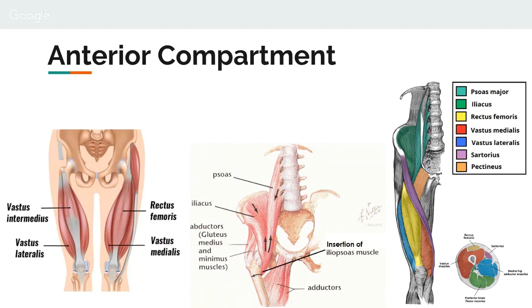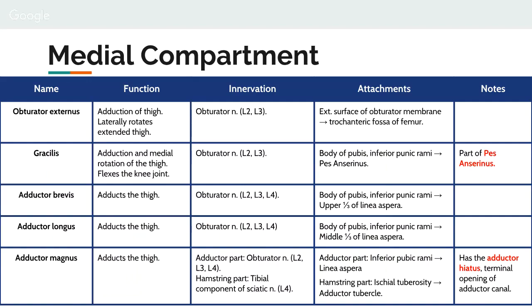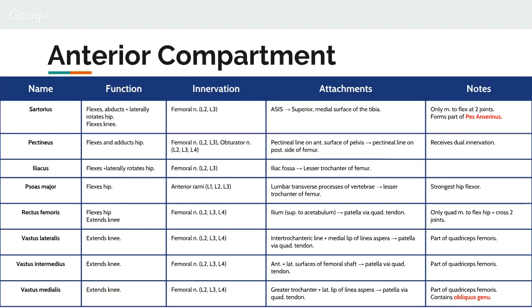Know what muscles make up your quadriceps femoris? So your vastus lateralis, intermedius, and your medialis. And yeah, that's about it. Anterior perspective. As you can see, the anterior compartment is all femoral nerve, apart from the one that originates in the back, which is your psoas major, so anterior rami.